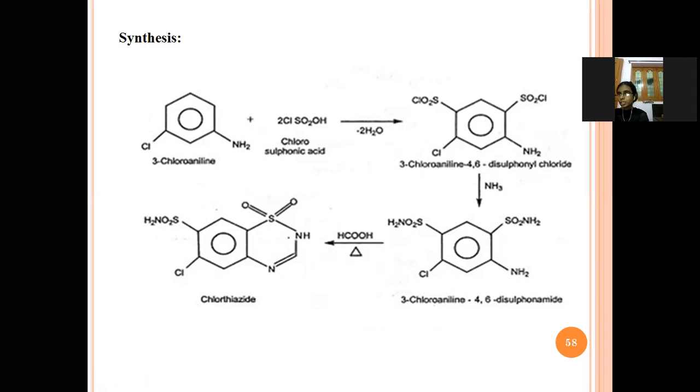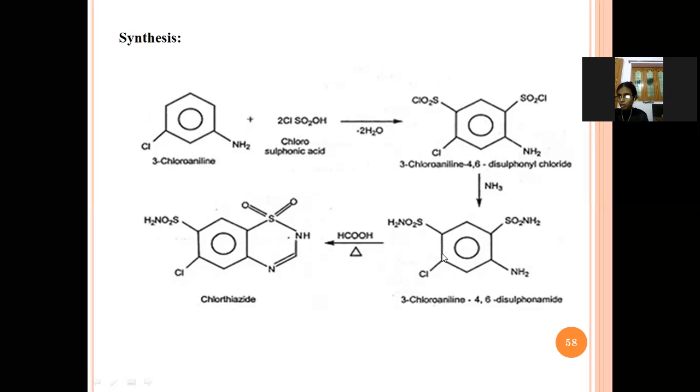So it is named as 3-chloro 4,6-disulfonyl chloride. When it is reacted with ammonia, what will happen? In the fourth position and the sixth position the sulfonyl chloride is there, no? So the chlorine atom will get eliminated. See here, HCl. The chlorine atom will get eliminated. In the place of the chlorine atom, the amino group is attached in the fourth position and the sixth position.